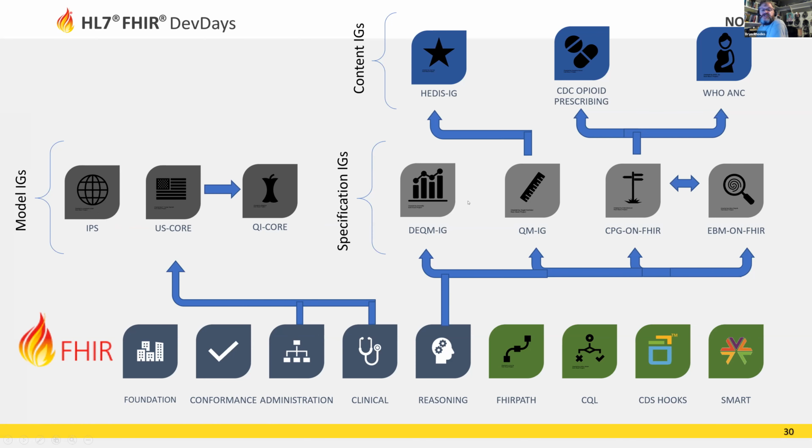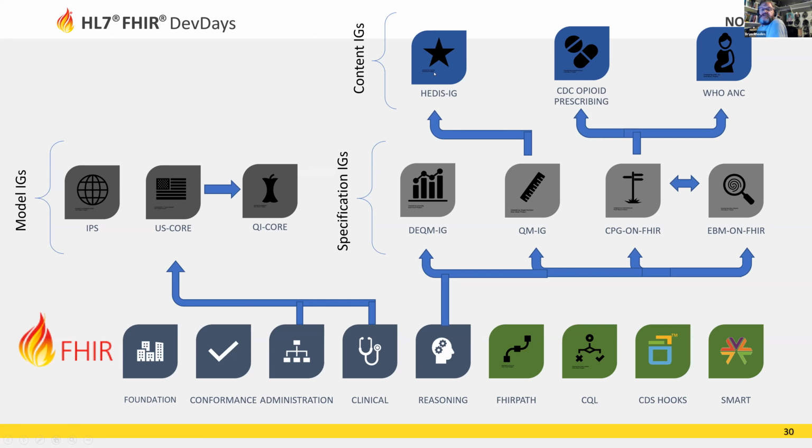And then you have specification IGs that are about things like, for quality measure specifications, how do I use the FHIR resources to express things like quality measures, or CPG on FHIR? How do I use these resources to express computable content for clinical guidelines and decision support? And these specification IGs then provide guidance for how to use the content within the base specification together with other foundational standards to deliver things like quality measurement and reporting and decision support. And they provide conformance criteria for what we call content IGs.